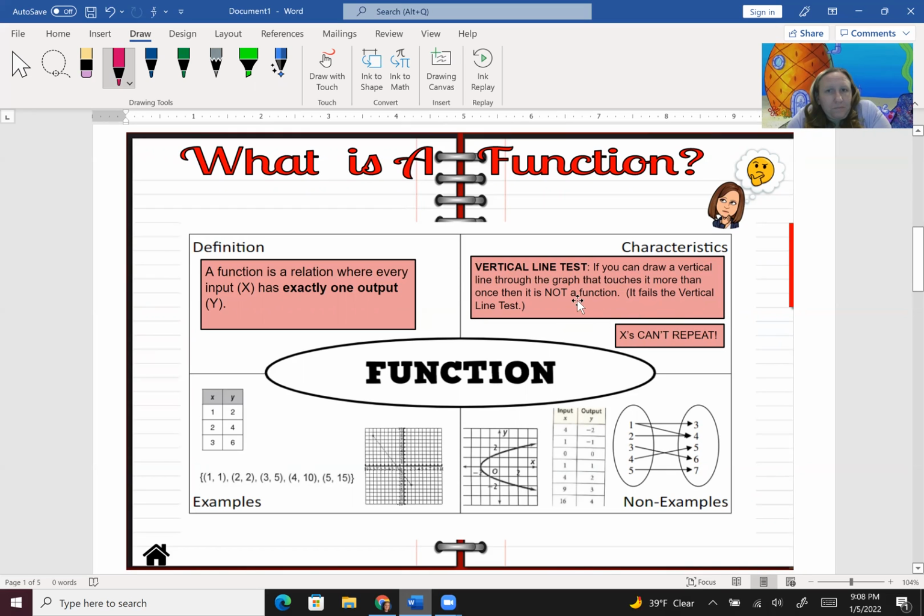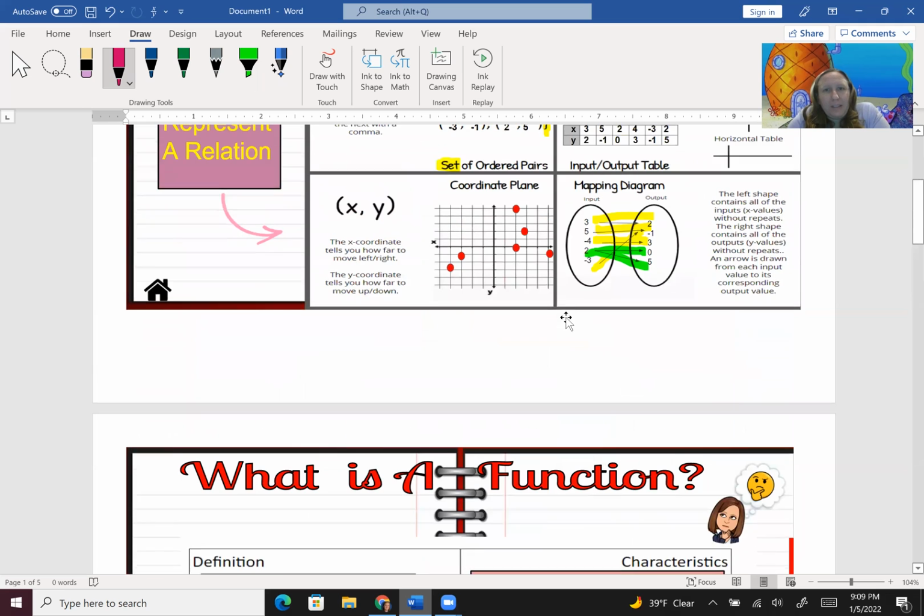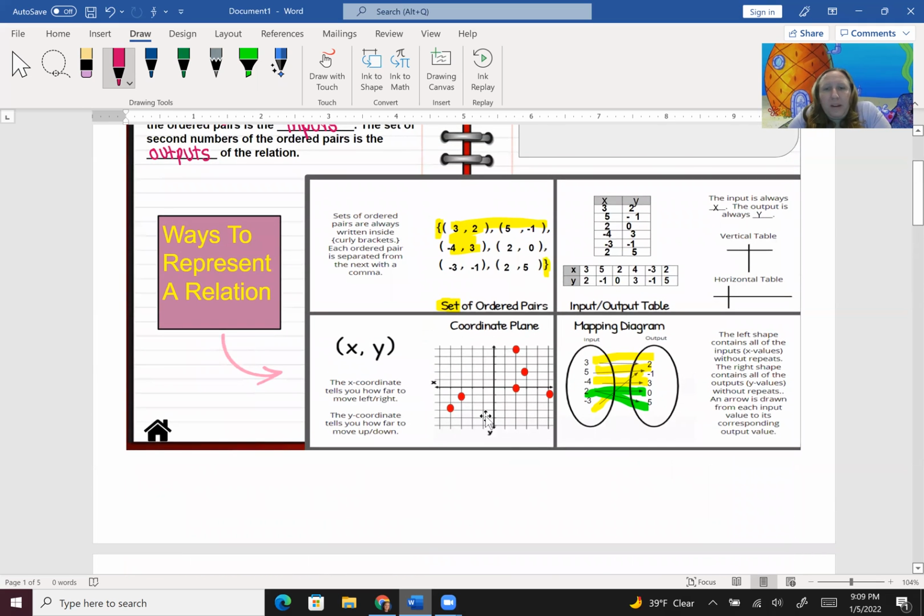When we have a graph, there's something specific we can use for graphs, and it's called the vertical line test. So what happens if we have, I'm going to go back to this one again. When we took these ordered pairs and put them on the coordinate plane, we had that (2, 0) and that (2, 5). When we graph them, if we look at that section of the graph and we draw a vertical line through it, it hits the graph twice. So if it hits the graph twice, that means there was an input, in this case 2, that had two different outputs.